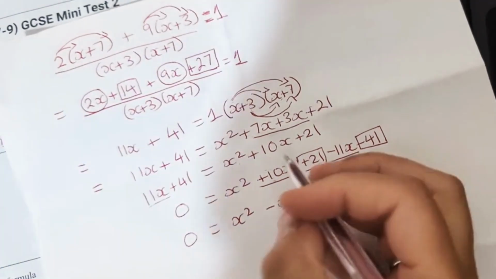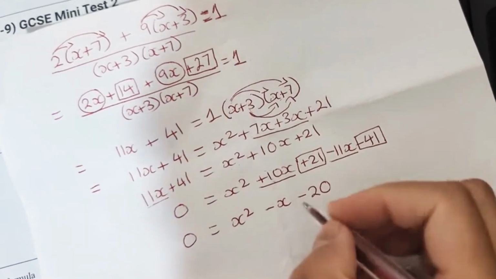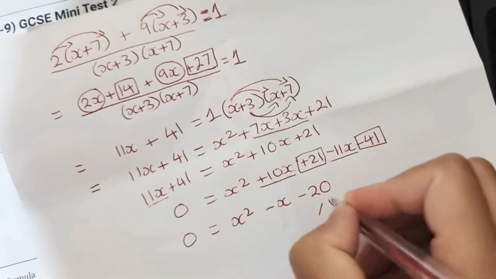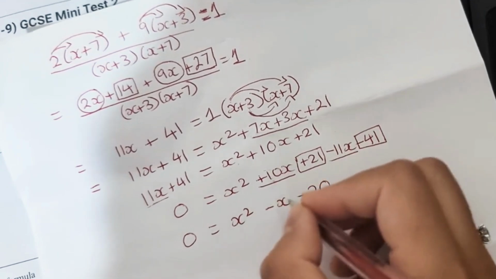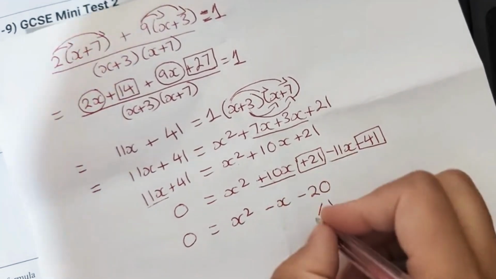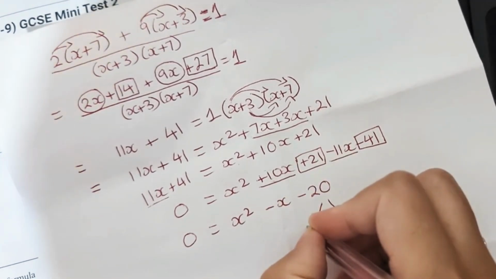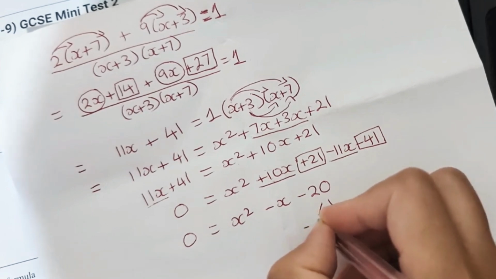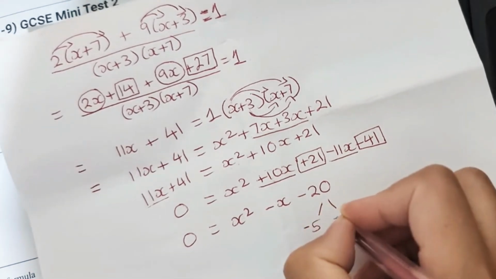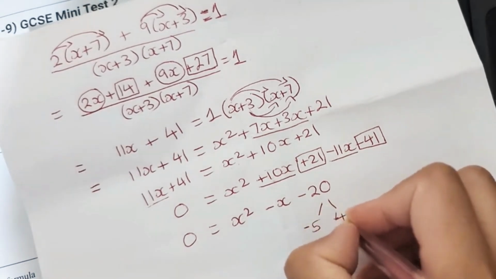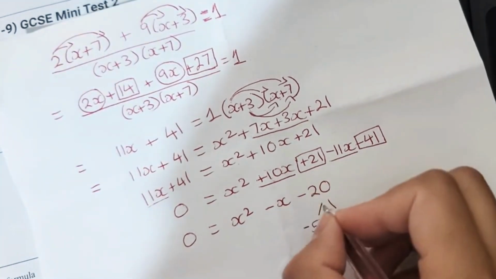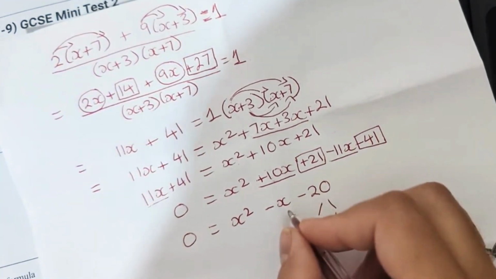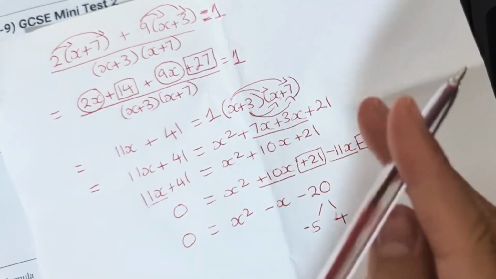So let me just finish this off. If we are factorizing this, we need to find two numbers that multiply to give minus 20 and add or subtract to give minus x. So the pair that comes to my mind would be minus 5 and positive 4, because minus 5 times positive 4 will give us minus 20, but when you add these two together, you would be left with minus x.